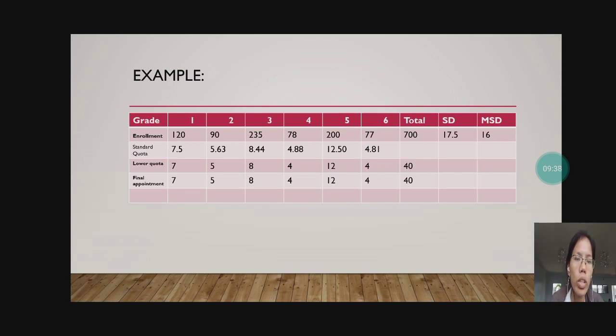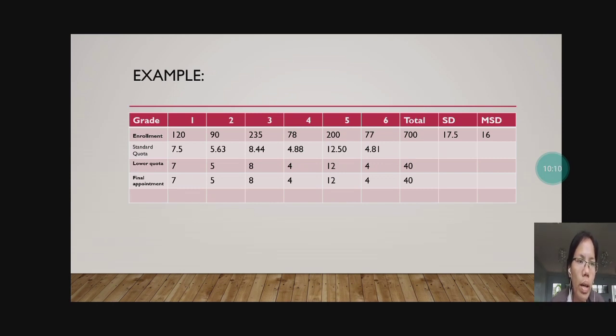So ang iya lower quota atong siya i-round up to the whole number. So ang 7.5 ara siya kuan siya sa lower quota nga 7, so equal siya naton. So sa grade 1 7 ang iya lower quota 7, sa grade 2 5, sa grade 3 ara siya 8, sa grade 4 kay 4, grade 5 kay 12, and then sa grade 6 kay 4. So, itakdo naman siya sa aton total 40. So, ang aton final apportionment, same ra gyapon sa lower quota.